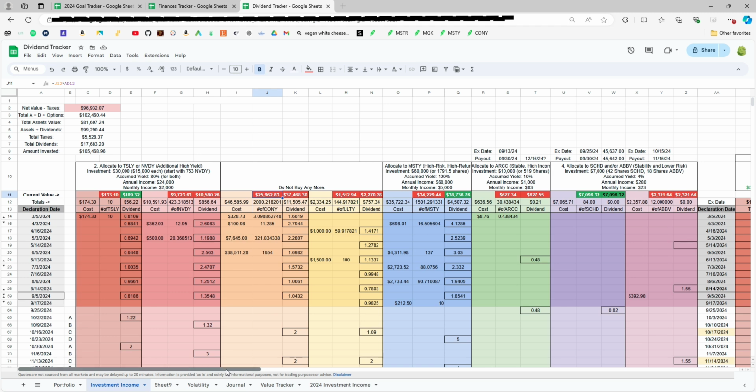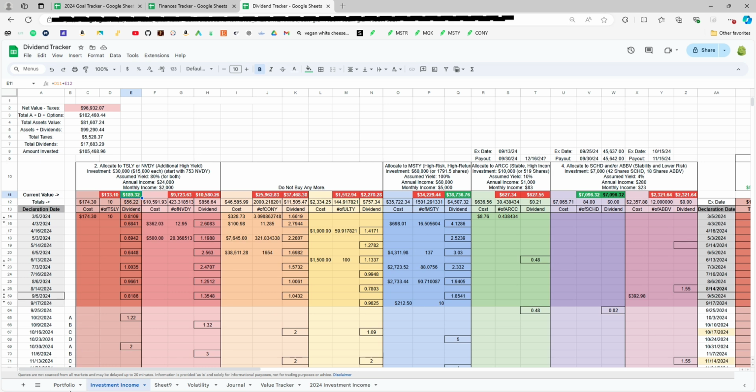So anyway, I went over declaration date. If you haven't seen my other videos, this is how much I've paid for this many shares. This is the current market value. This is how much I've made in dividends. And this is the market value plus the dividends.